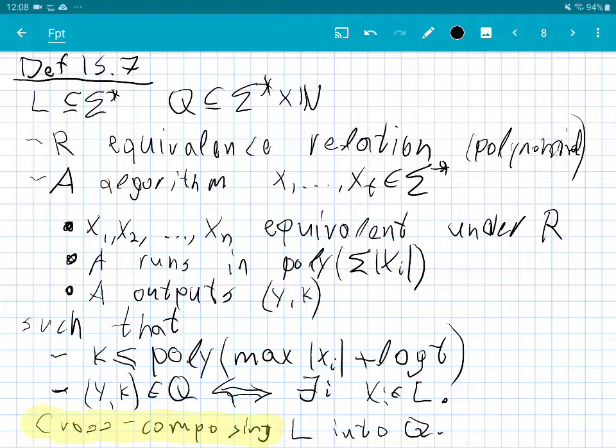So the best example is, think about the input being a graph with n vertices. You can, for example, partition it into equivalence classes according to the number of vertices and the number of edges it has, right?